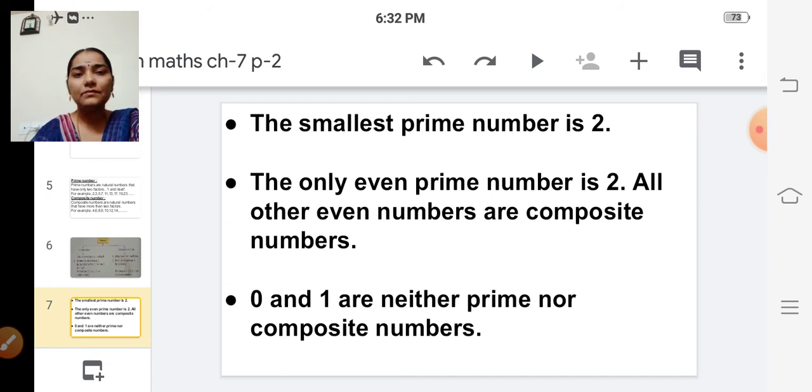The third one, 0 and 1 are neither prime nor composite numbers. So 0 and 1 are neither prime nor composite numbers. So they are not prime numbers, and they are not composite numbers.